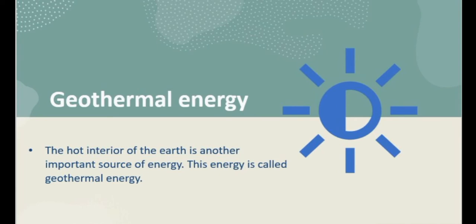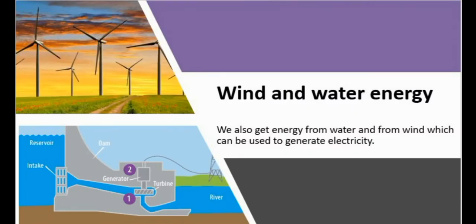The next type of energy is geothermal energy. The hot interior of the earth is an important source of energy, and this energy is called geothermal energy. The next type of energy is wind and water energy. We also get energy from water and from wind, and this energy is mainly used to generate electricity. So these energies are naturally present in our environment, like sun, wind and water. They are limitless but should not be wasted.